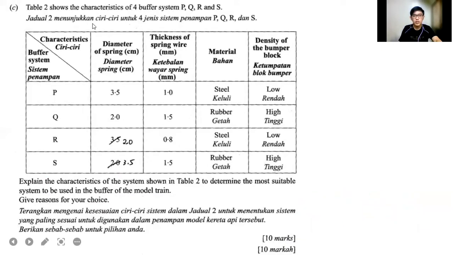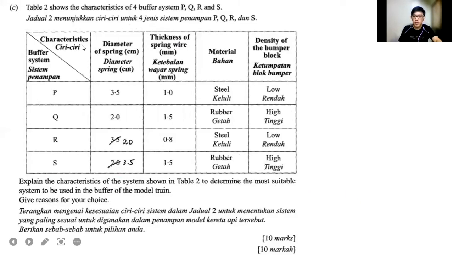After that, Table 2 shows the characteristics of 4 buffer systems. So as we know, the buffer system consists of springs. So explain the characteristics of the system shown in Table 2 to determine the most suitable system.